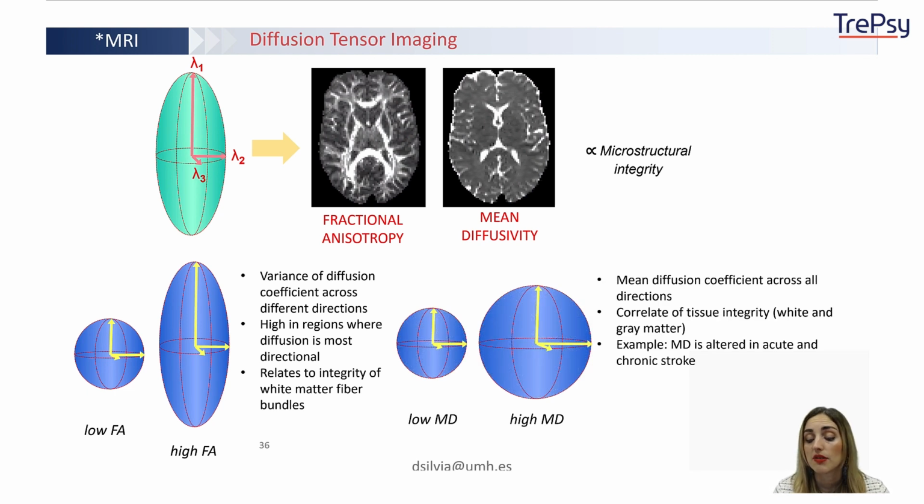Conversely, the mean diffusivity is the mean of the diffusion coefficient across all directions. It's not sensitive to anisotropy. It is again a correlate of tissue integrity. For example, it is altered in acute and chronic stroke, and in a number of other diseases. And this is how high versus low mean diffusivity would look.